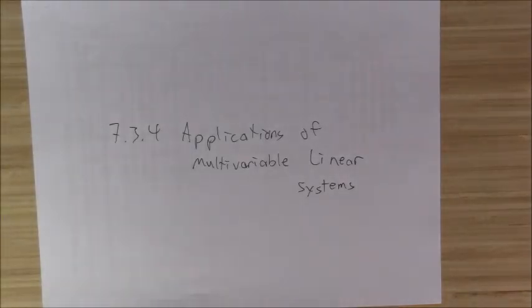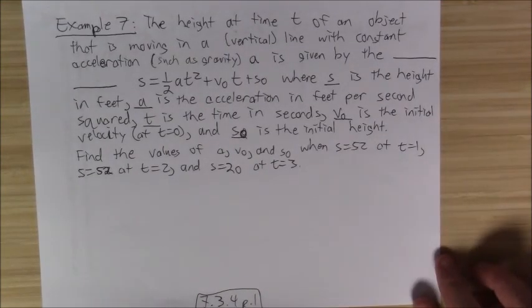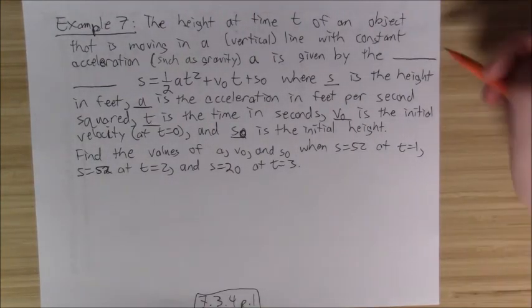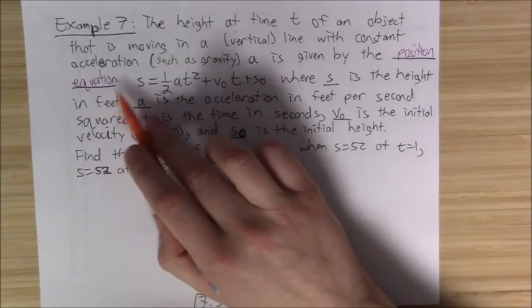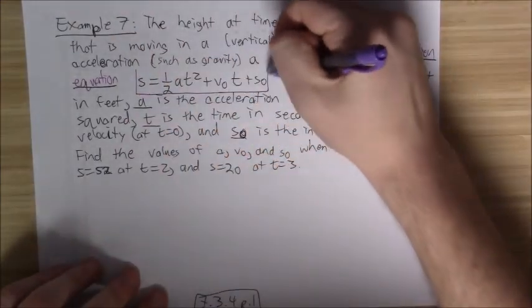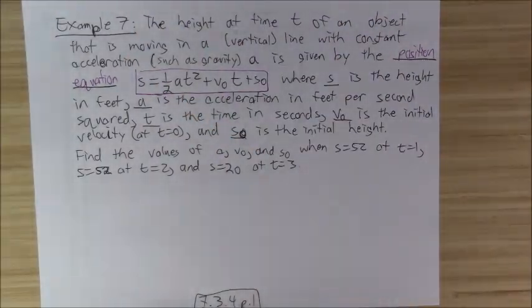So here we're going to talk about a couple of interesting applications of multivariable linear systems. For our first example, we're going to talk about one from physics: if you have the height at time t of an object that is moving in a vertical line with constant acceleration, such as gravity, for instance, then it is given by the position equation, S equals 1/2 at squared plus v0t plus s0.